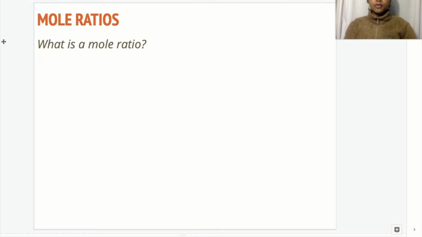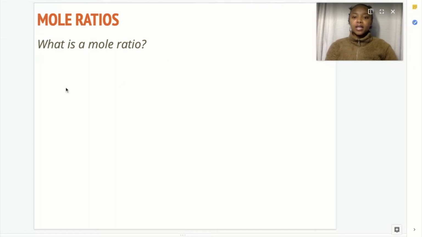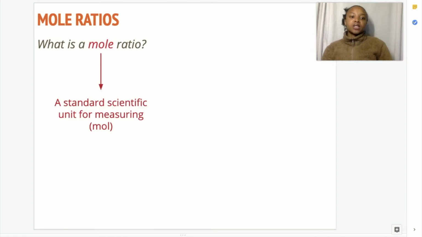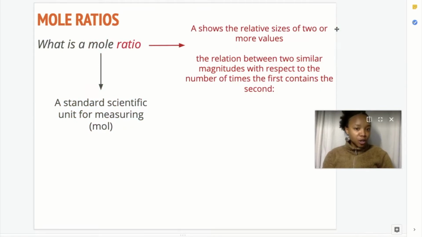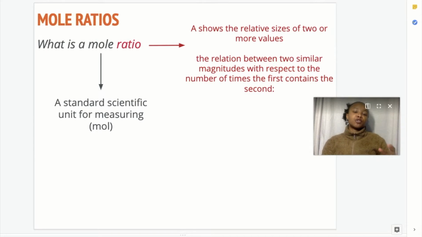So let's first define what a mole ratio is, because we need a mole ratio in order to be able to convert between moles and moles. So let's break this down. A mole is a standard scientific unit for measuring. So a mole is just a standard unit of measure in chemistry. We like the mole. But a ratio shows the relative sizes of two or more values.